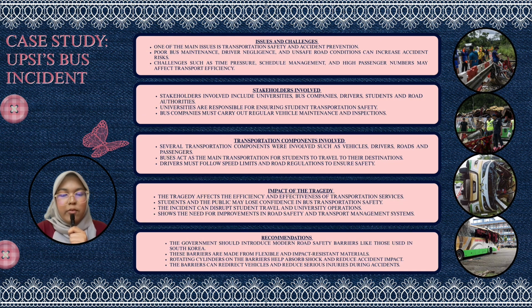These barriers are made from flexible and impact-resistant materials with rotating cylinders that help absorb impact during accidents. For example, when a vehicle crashes into the barrier, the rotating cylinder helps reduce the force of impact and redirects the vehicle, which makes it safer compared to normal steel barriers.